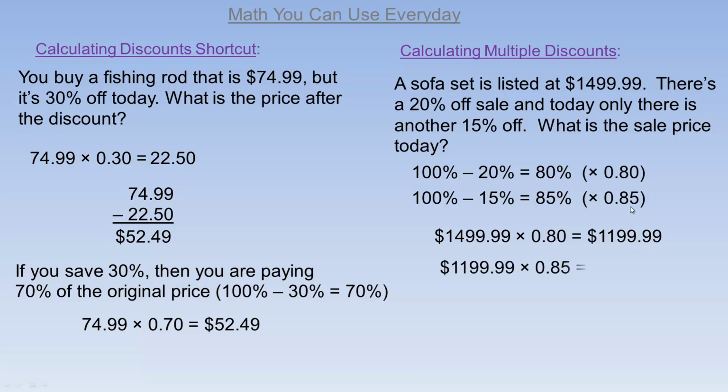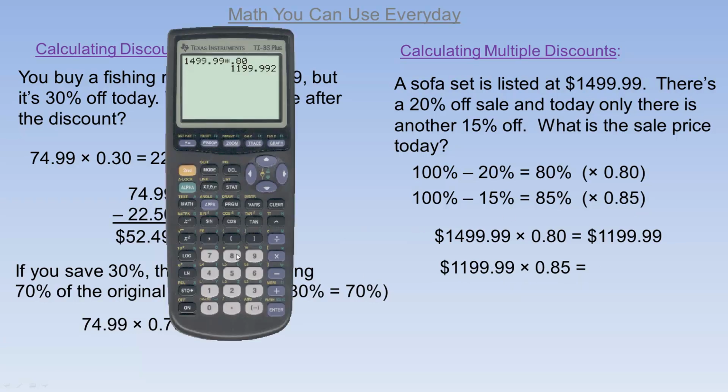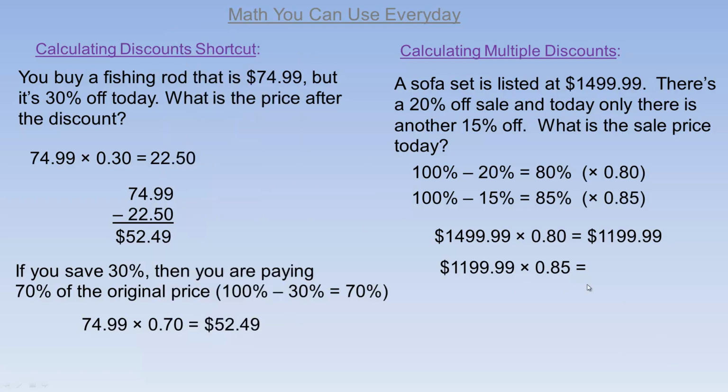Now what we're going to do is take this and take 15% off it, or calculate 85% of it. So $11.99 and 99 cents times 0.85 is $10.19.99. So that's what the price would be. So this is the price after 20% has been taken off, and then taking another 15% off, it's $10.19.99.